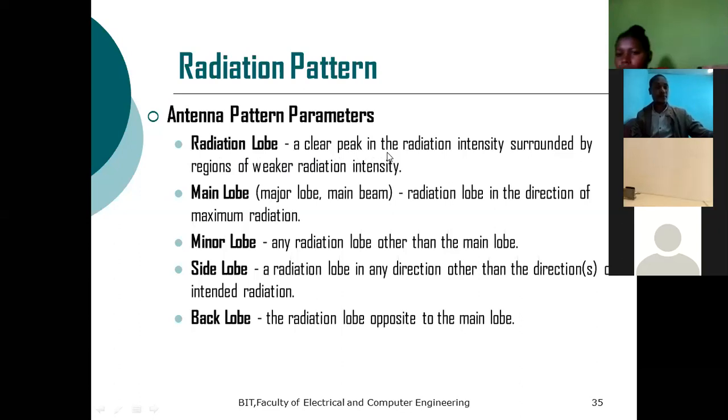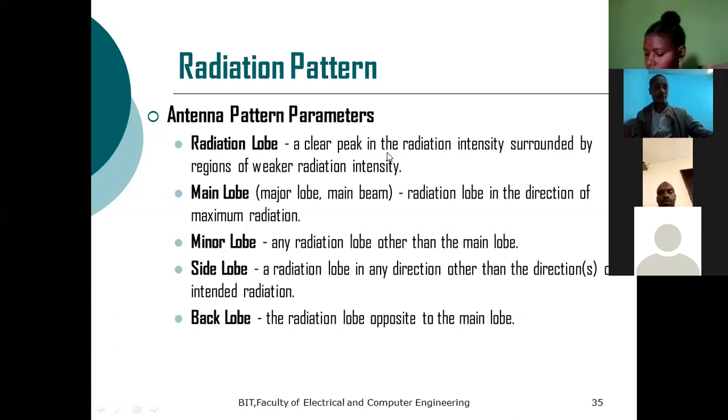Main lobe: the main beam, the stronger or maximum radiation. The beam that contains this maximum radiation is what we call the main lobe. Minor lobes: any radiation other than the main lobe we call minor lobes. Side lobes: radiation lobes in any direction other than the direction of intended radiation, or main beam. The back lobe: the radiation lobe opposite to the main lobe is what we call the back lobe.